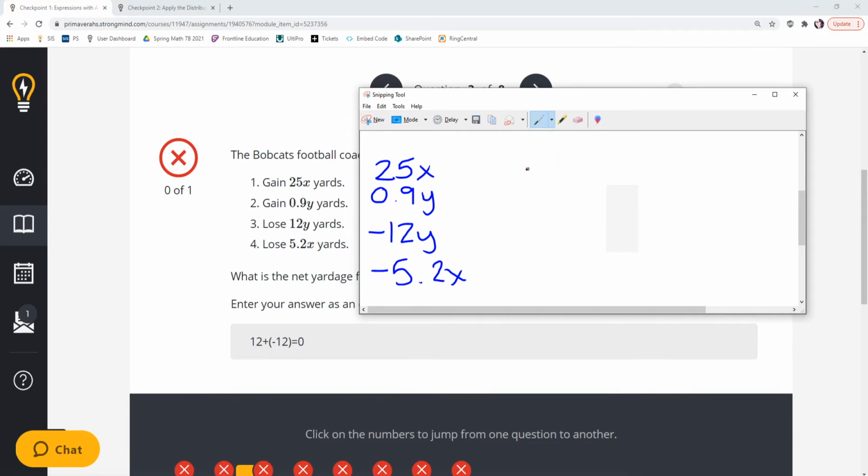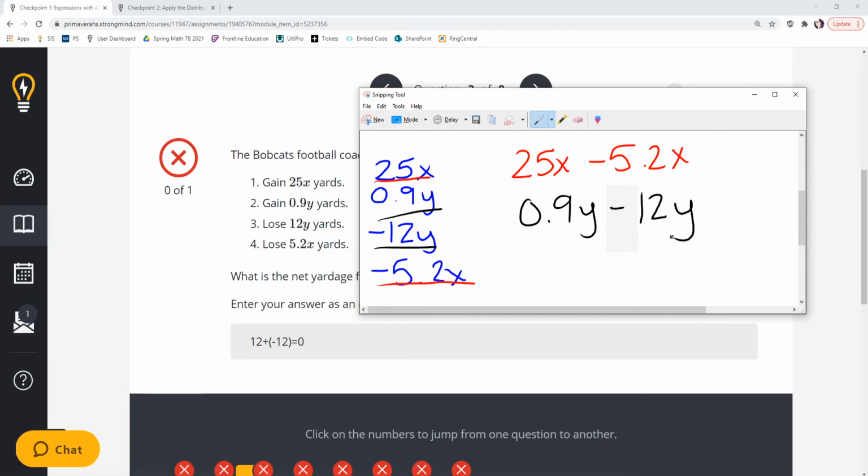From here, I need to combine my like terms. So I'm looking for which ones have the same variable. 25x, and I see a minus 5.2x. So 25x and a minus 5.2x. The next one I can combine are these y variables, and that's 0.9y and then a minus 12y. Okay. Notice that I'm not adding these numbers together here because of these negative signs. When I'm writing them next to each other, these negative signs tell me to subtract because they go with it.